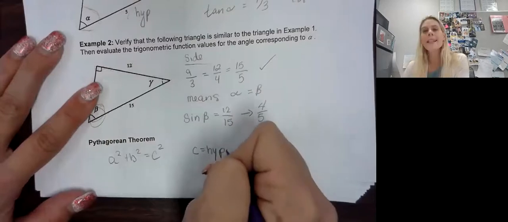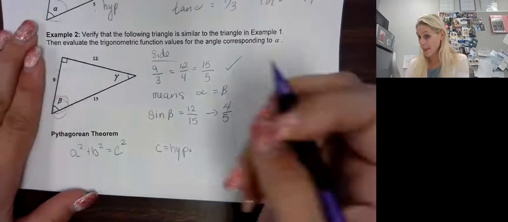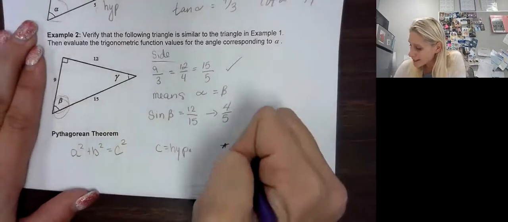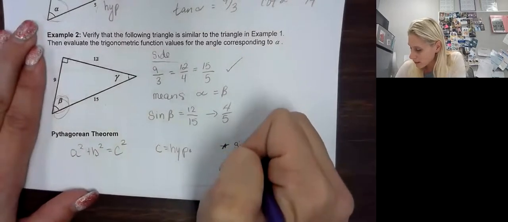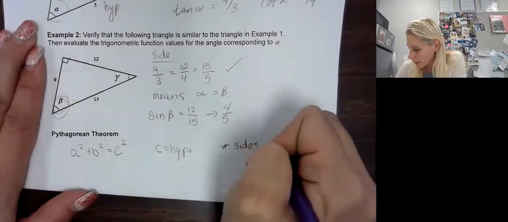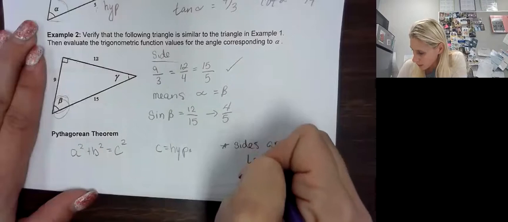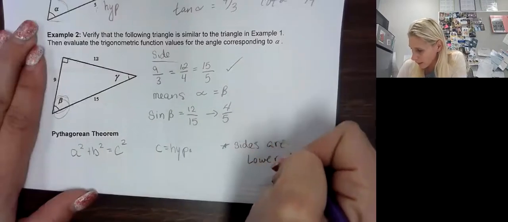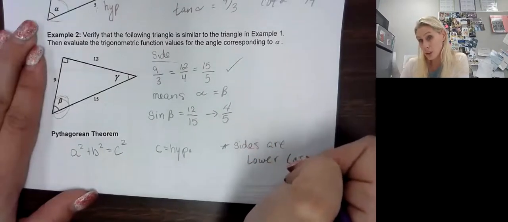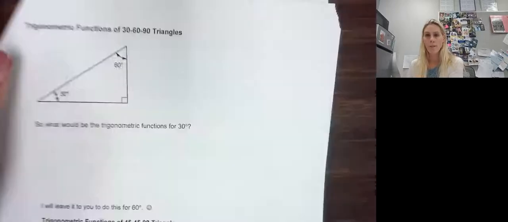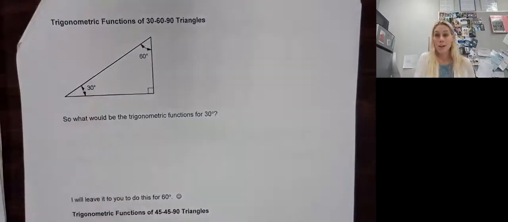Okay. And the other thing I want to point out, if you haven't learned this already, is in geometry, sides are lowercase, angles are uppercase. And that's how you can always identify what you're trying to solve for or what you have based on the alphabet. Okay.